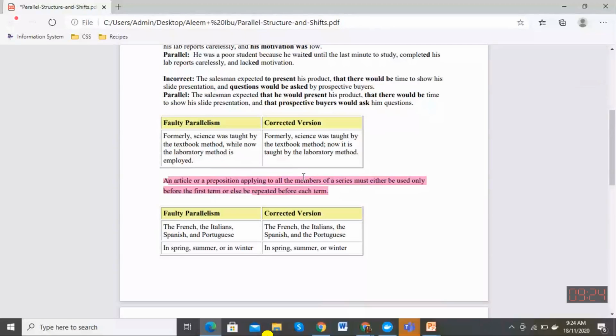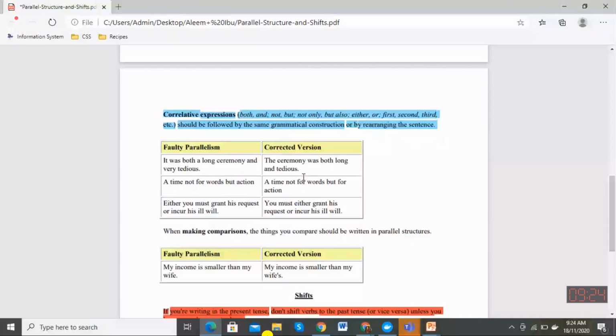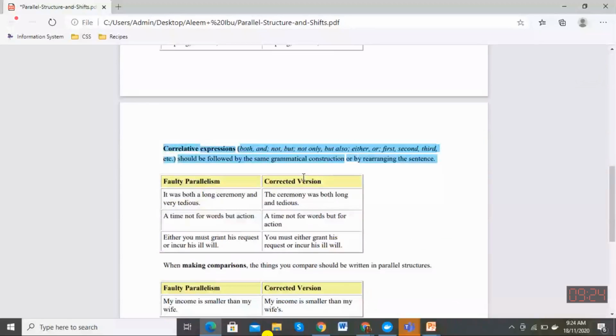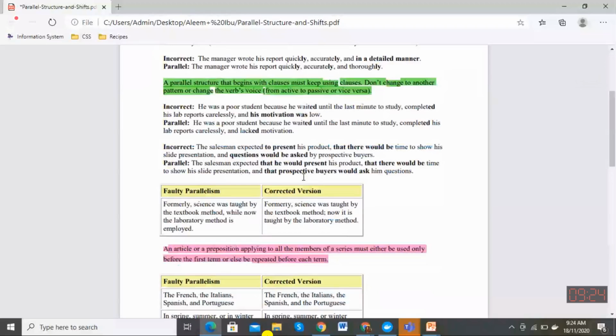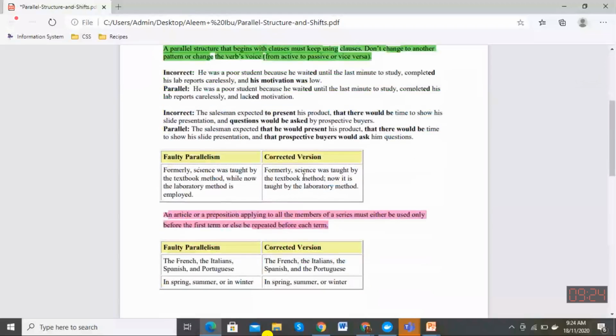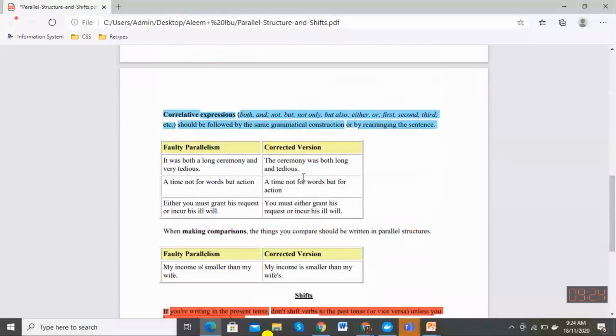Now, where you could make your sentence clear is in correlative expressions: both and, not but, not only but also. We have not talked about conjunctions here. So in conjunctions, we could use parallelism by using conjunctions, and let's first take correlative expressions.